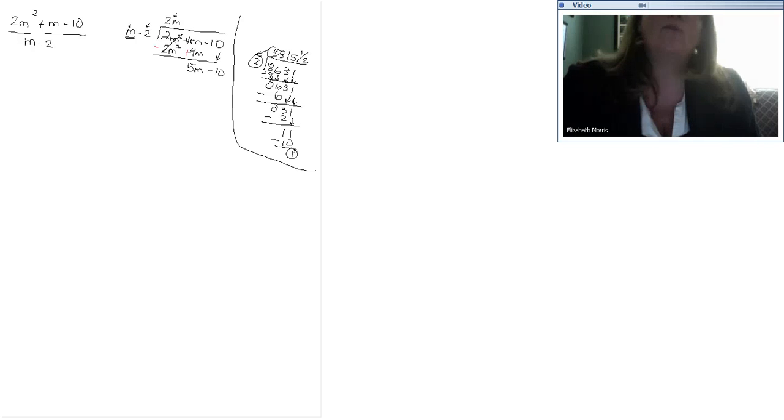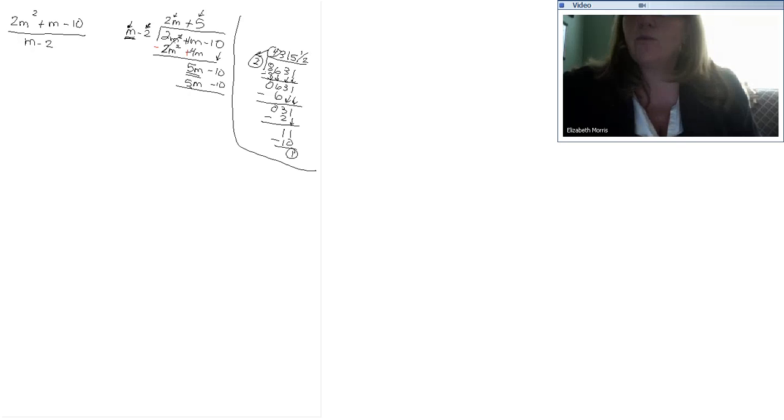What would I multiply m by to get 5m? 5. 5 times m is 5m. And 5 times negative 2 is negative 10. But we are subtracting, and when you subtract, you change the signs. Okay, so now we combine. That gives me 0, because that cancels out. And negative 10 and positive 10 cancel out. So I have no remainder, so there's my answer, 2m plus 5.